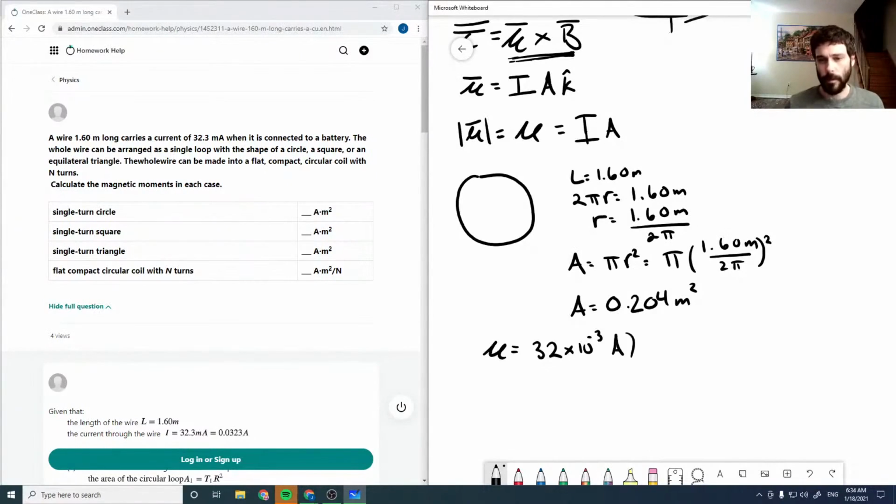So then its magnetic moment for a wire which carries 32 times 10 to the minus 3 amps times this area is 6.58 times 10 to the minus 3 amp meters squared. So that's for our circle.